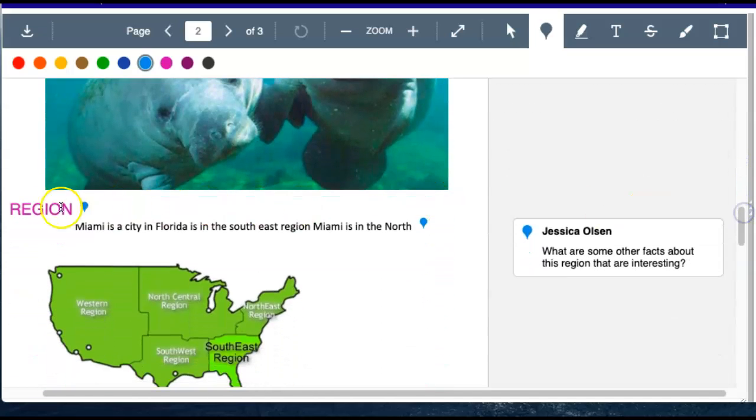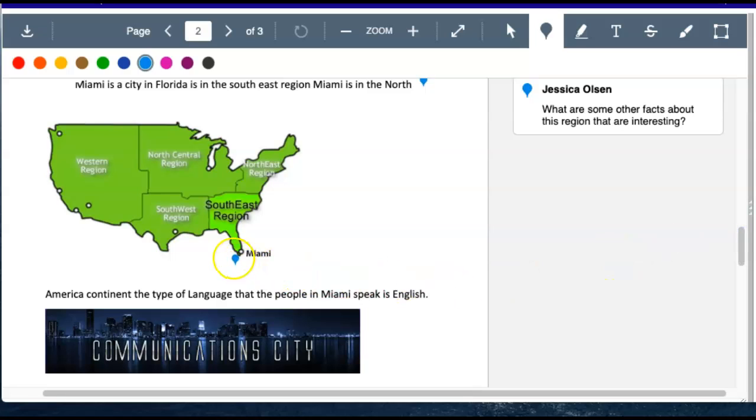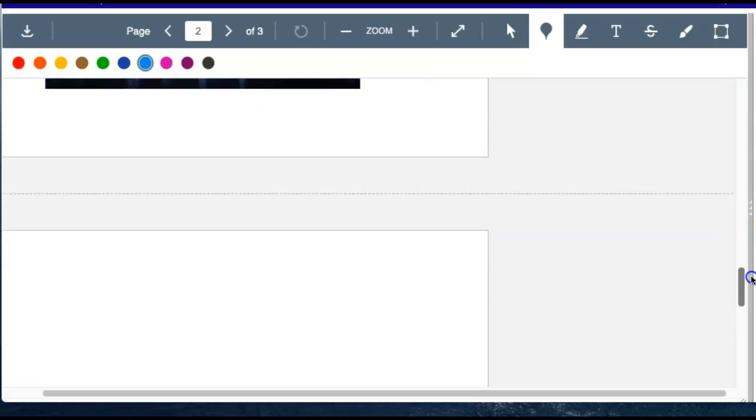So this is the theme of region. I do want you to find a few other things. I said, what are some other facts about this region that are interesting? You might talk about the weather. You might talk about it being located close to Cuba. So just a few other things for region. Okay. This part should go up with human features in place.